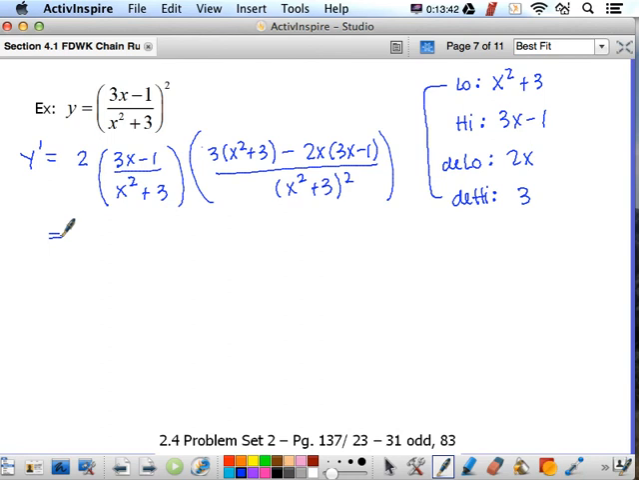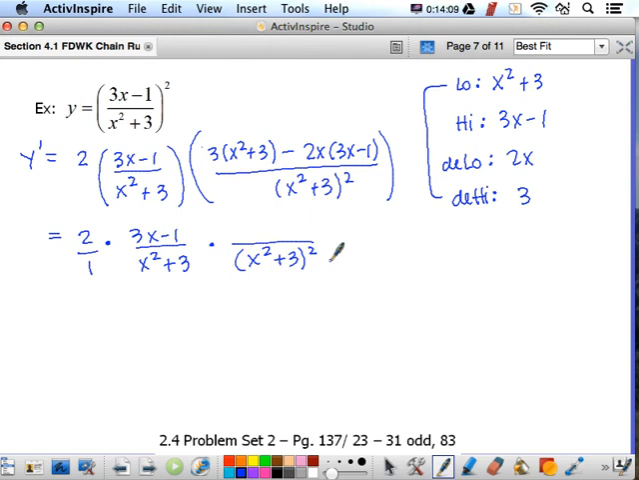Okay, so here's what I have so far. I have 2. I have 3x minus 1 over x squared plus 3. And if you want, you can envision the 2 as over a 1. And I need to do a little distribution to clean up the numerator of this guy, but the denominator is fine. Now we just have to talk about cleaning up that numerator.